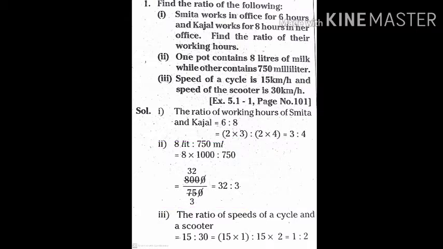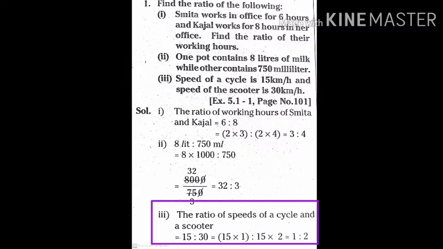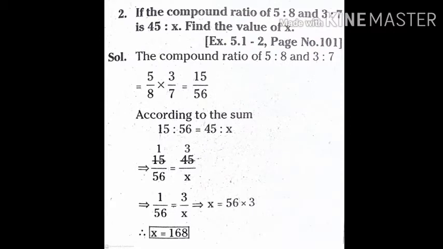Question number 3. Speed of the cycle is 15 km per hour and the speed of the scooter is 30 km per hour. Solution for the third question. The ratio of speeds of a cycle and a scooter is equal to 15:30. Cancel with 15 table. 15 1s are 15, 15 2s are 30. That is equal to 1:2.